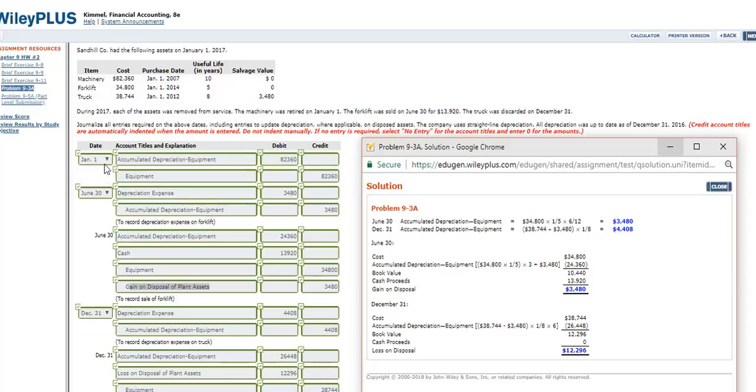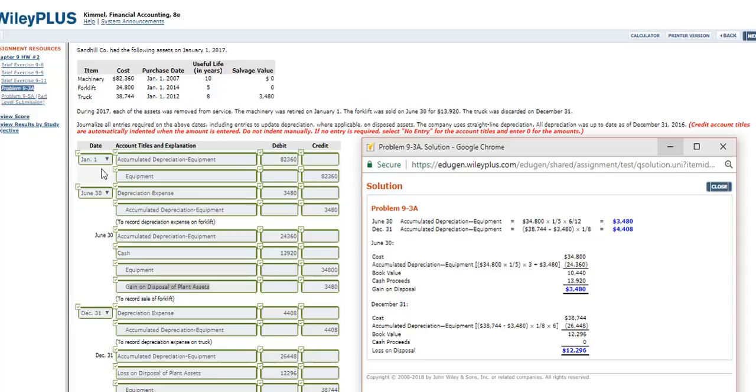For the date right here, we're going to journalize the entries. So the date that we're going to put is January 1st. And the account that we're going to debit is accumulated depreciation equipment. We will debit the account for the amount of the machinery, the cost of that, which is 82,360. Then we will credit equipment for the same amount. I hope that you're good so far.